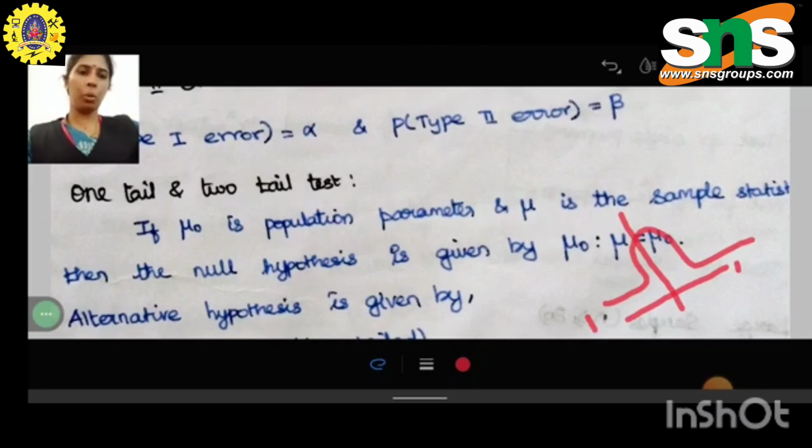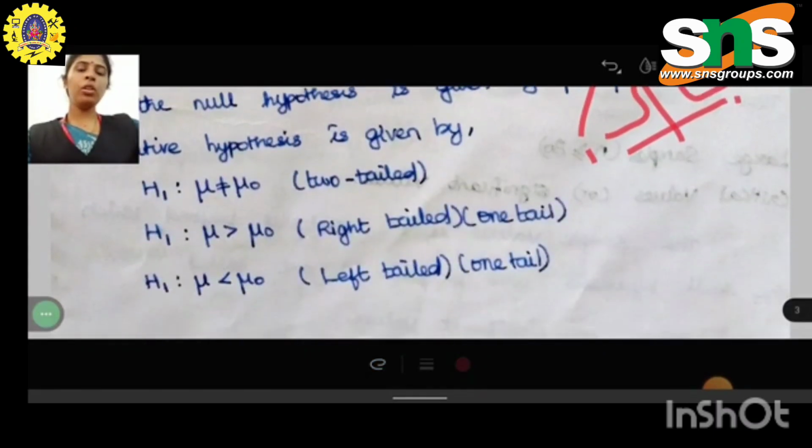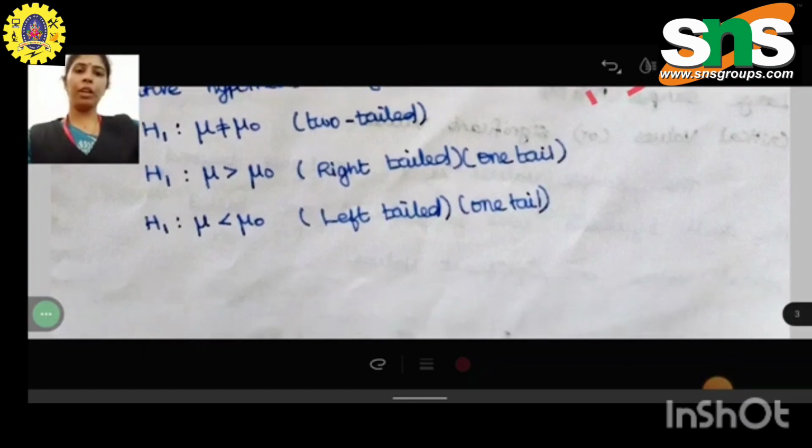If mu naught is the population parameter and mu is the sample statistic, then the null hypothesis is given by mu is equal to mu naught. For H1, if mu is not equal to mu naught, then it is two tailed. If mu is greater than mu naught, we will call it a one tail test, right tail test. When mu is less than mu naught, we call the test a left tail test.